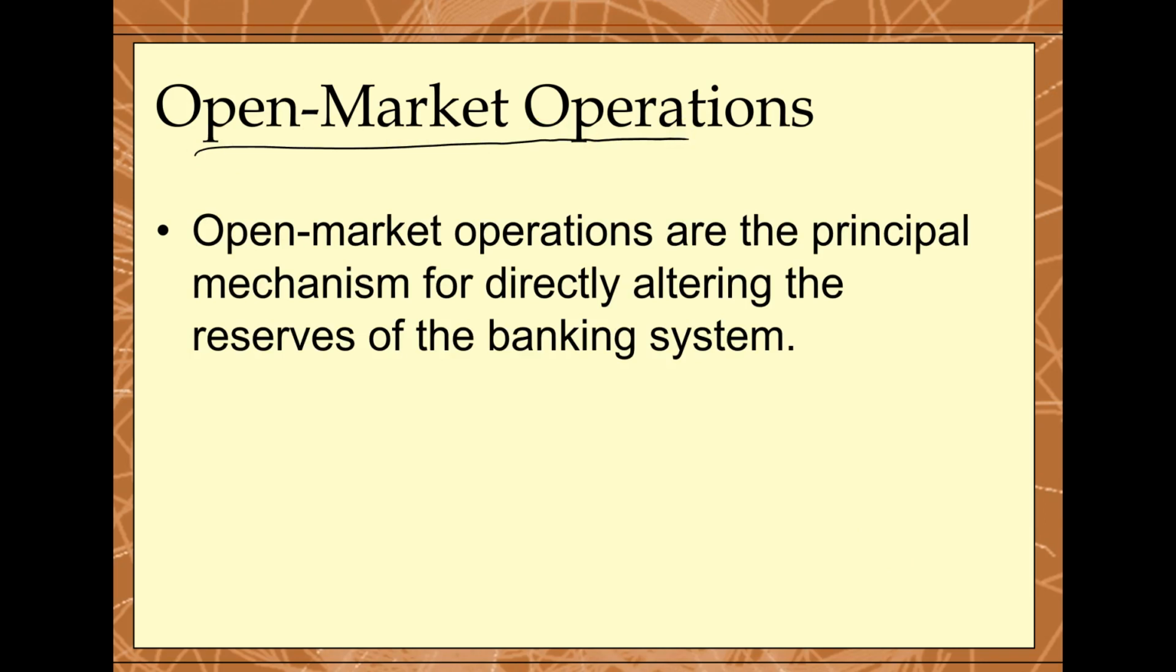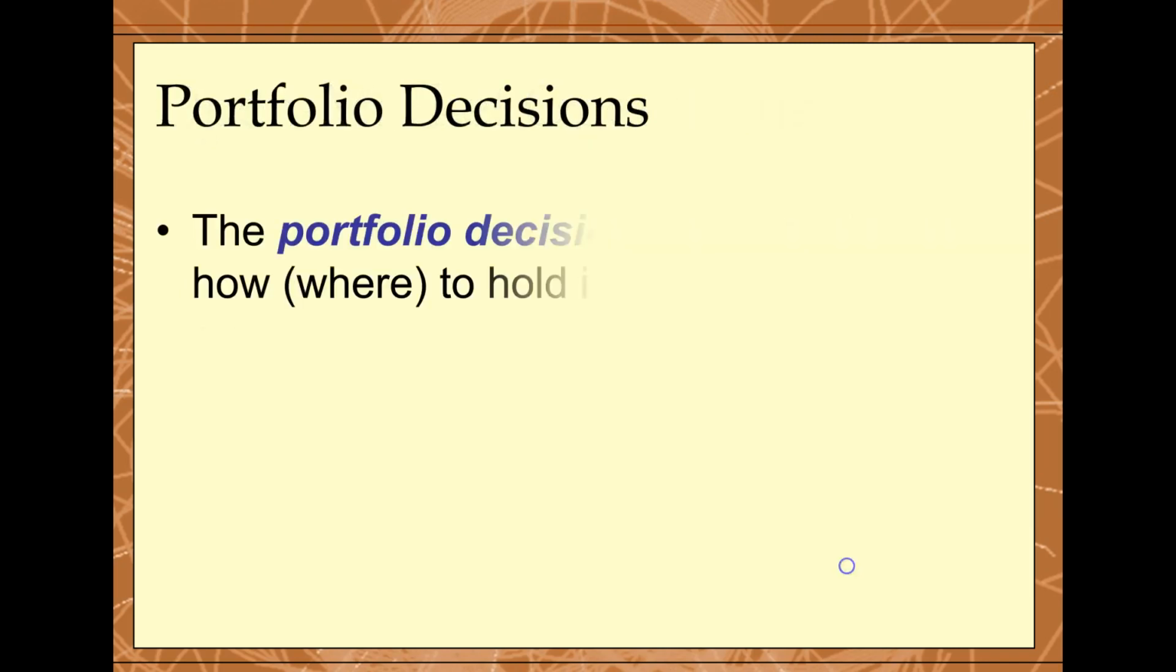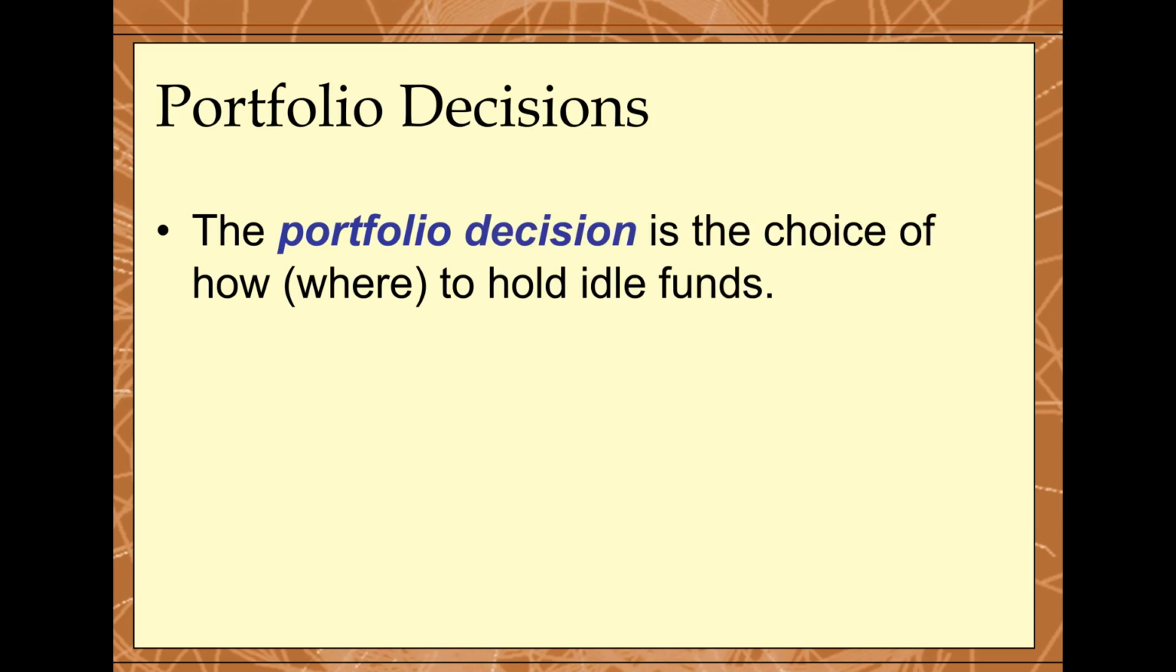Open market operations are simply the principle, the main tool that the Federal Reserve uses to manipulate economic activity. Now, how they do that is they want to get either more reserves into the system or fewer reserves.